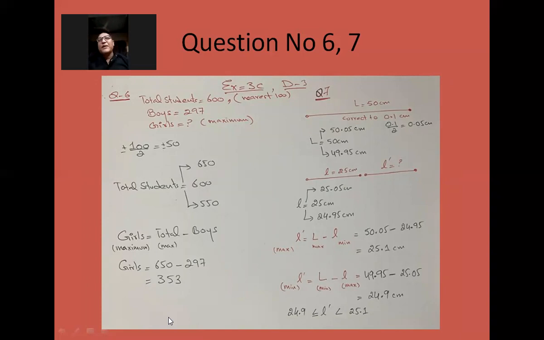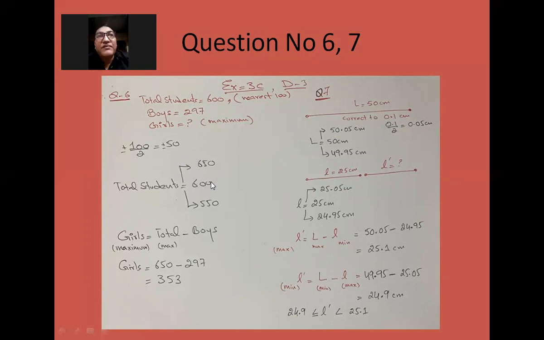You see, the total students, which was 600, was correct to 100. So divide 100 by 2, you get 50. With it, you write plus minus. So the total student is 600. In 600, if you add 50, you get 650, and that is the upper bound of the total number of students. And from 600, if you subtract 50, you get 550. So that's the lower bound of the total number of students.